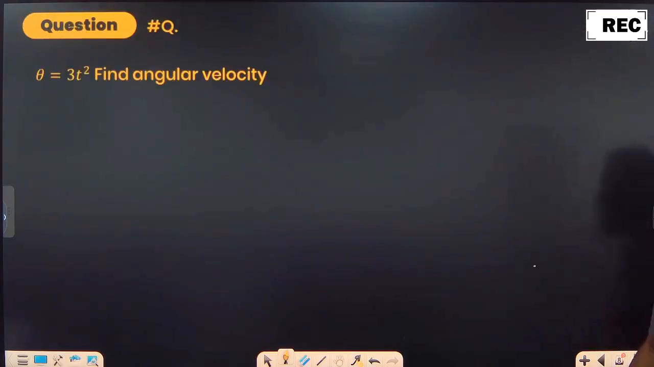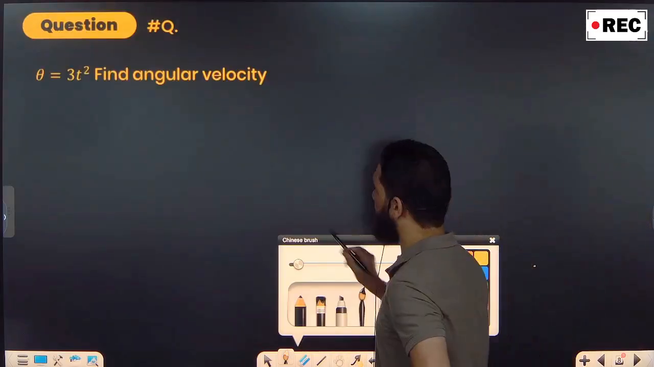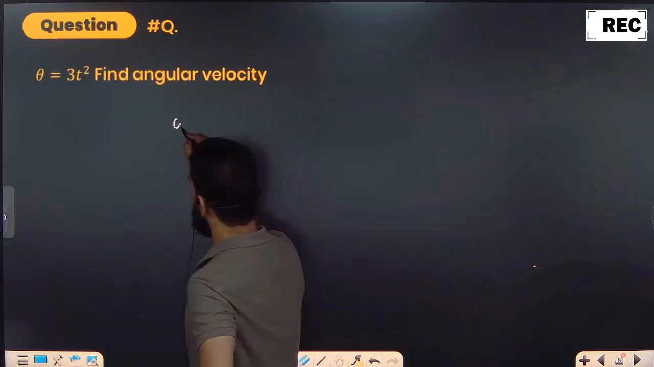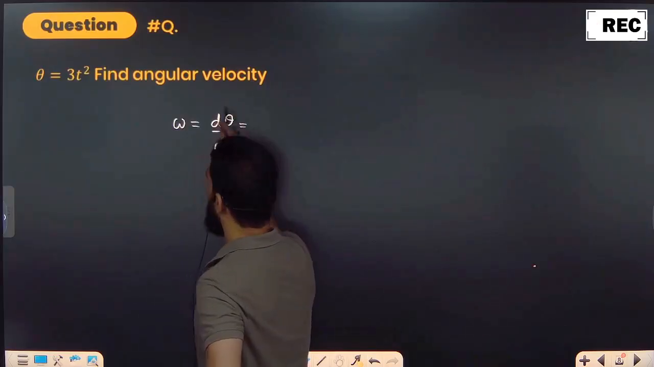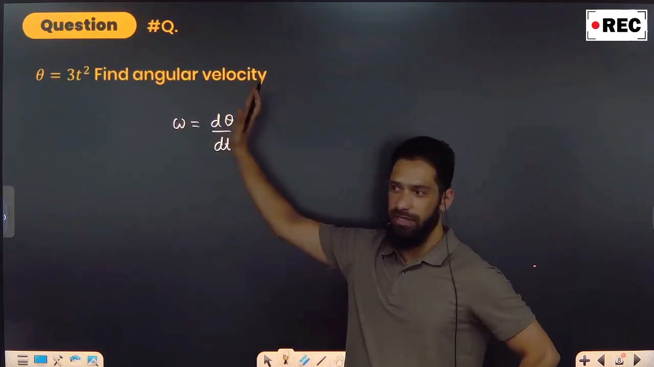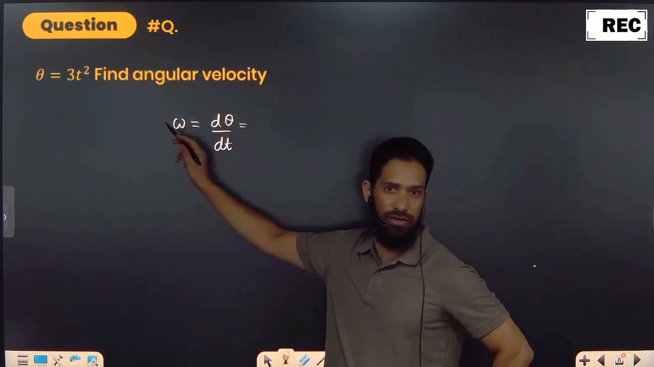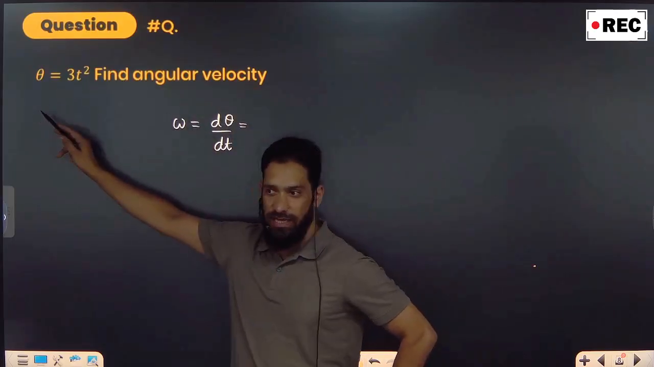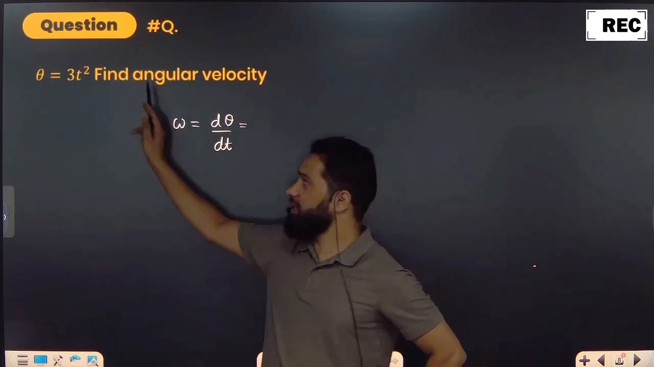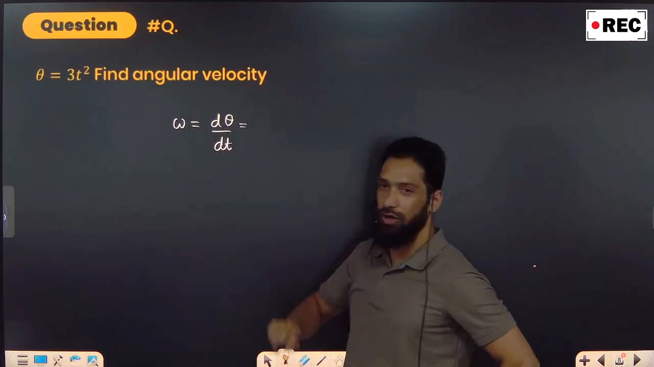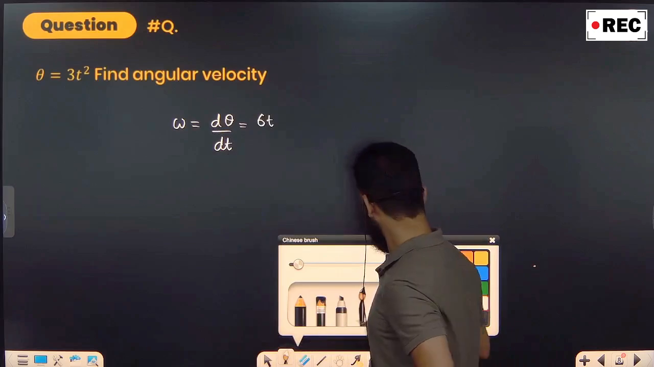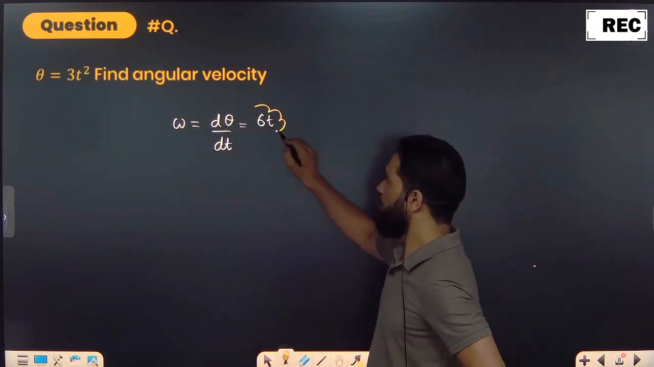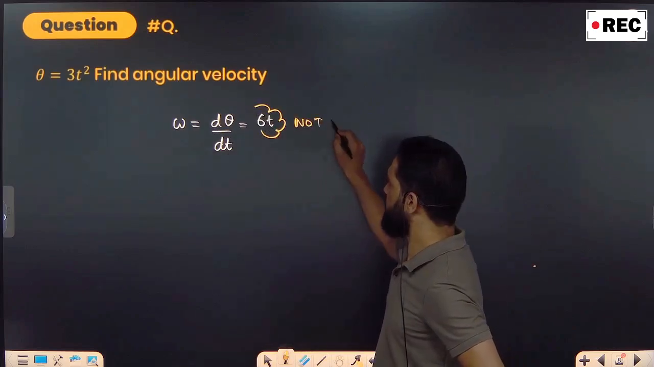So let's see this. Theta is 3t square. How much is angular velocity? Sir, instantaneous angular velocity is d theta by dt. You just repeat the same things, only the symbols change. Before it used to be s and I was asking you v. Now it is theta, and I am asking omega. How much is it? 6t. Is it constant omega? No, it's not constant.